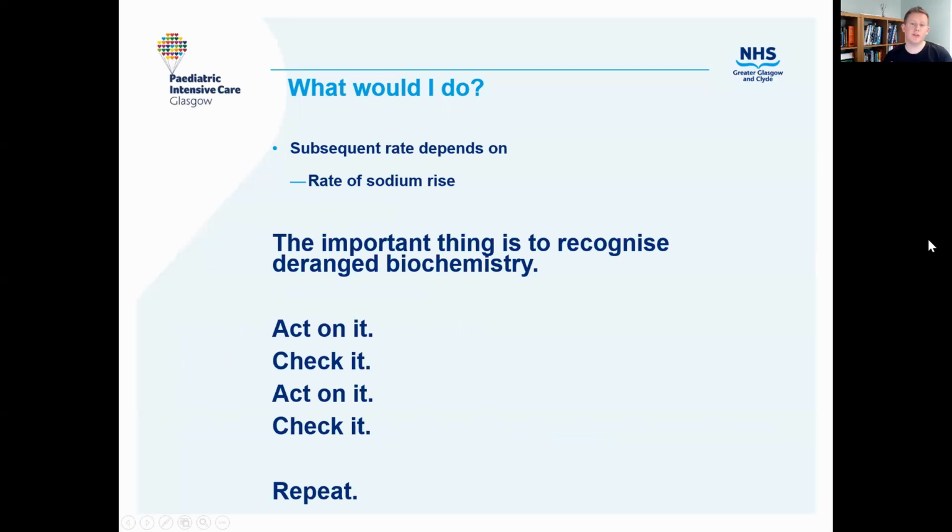The subsequent rate and how you adjust that depends on the rate of sodium rise. So what's really important is that we have recognized that this patient has got deranged biochemistry, and we need to take an ACR approach: act on it, check it, repeat it. And we need to continually do that. We need to check that we are happy that we are achieving a rise of 0.5 millimoles per litre each hour. We don't want to overshoot it because of the complications that we might get from that.